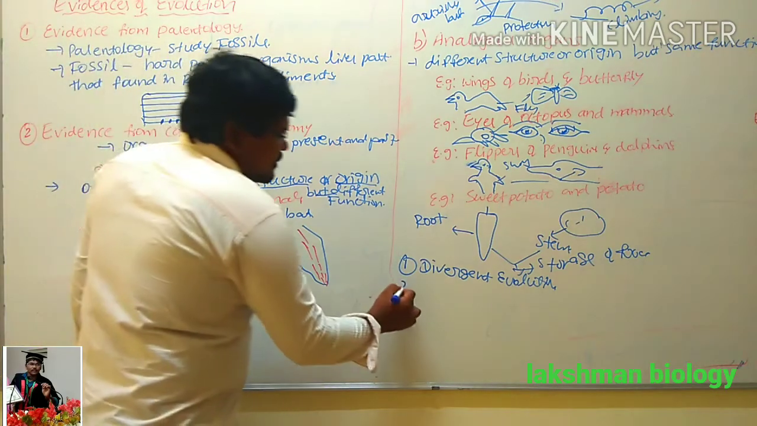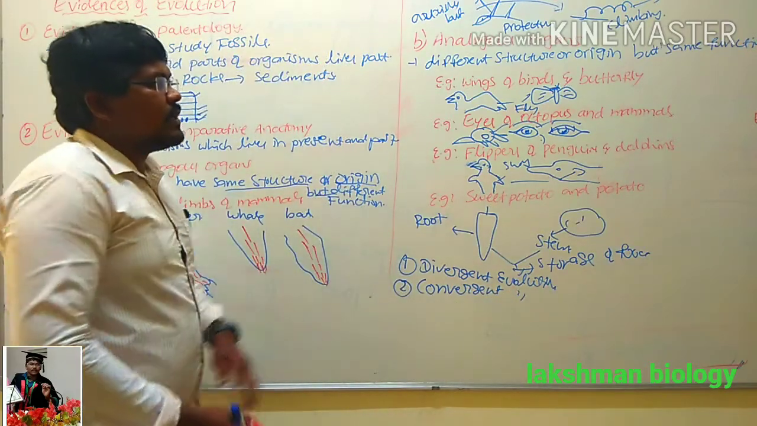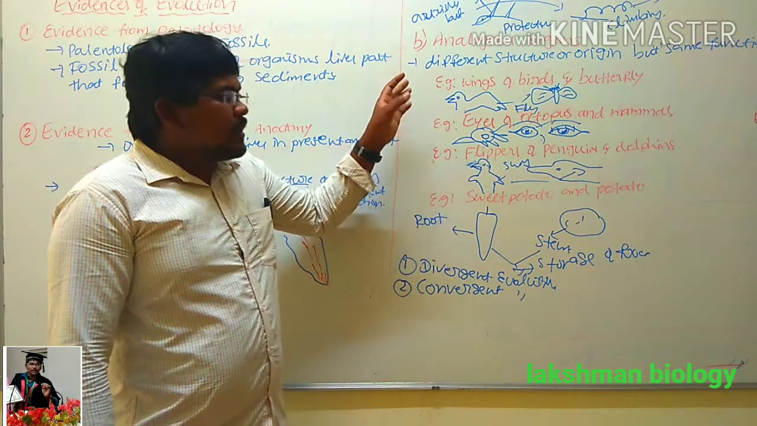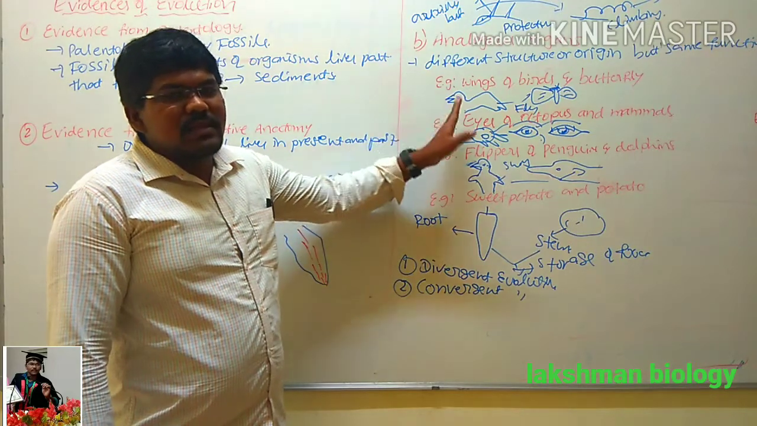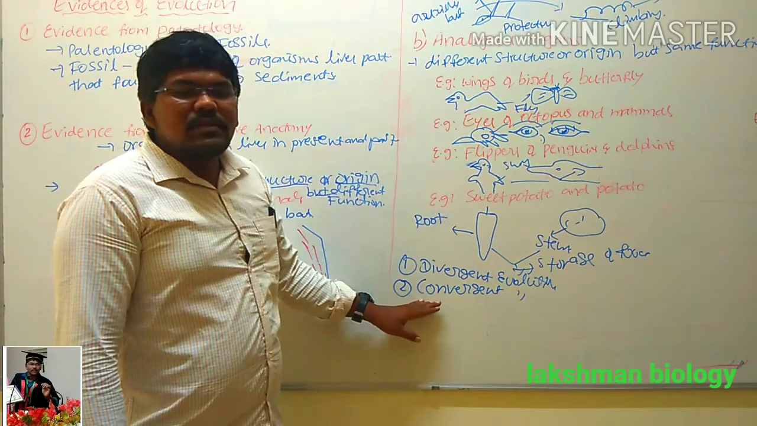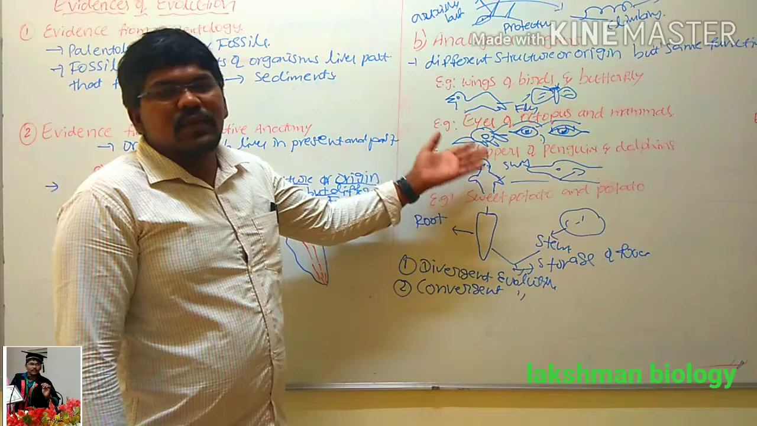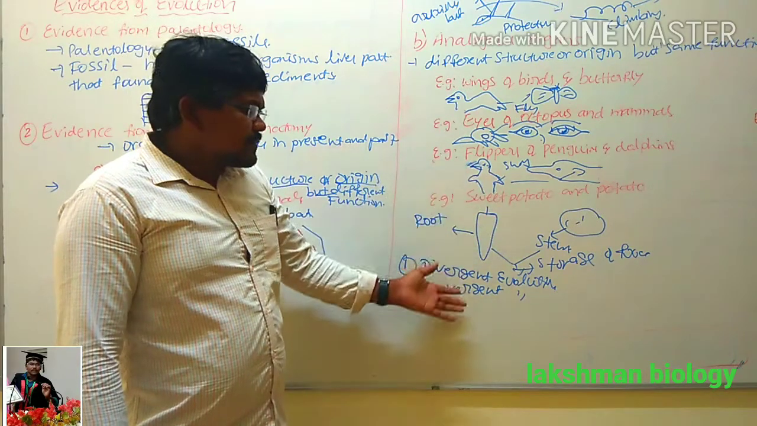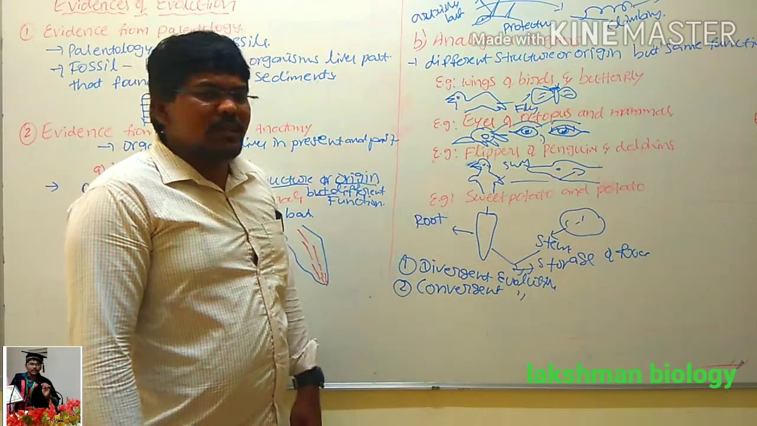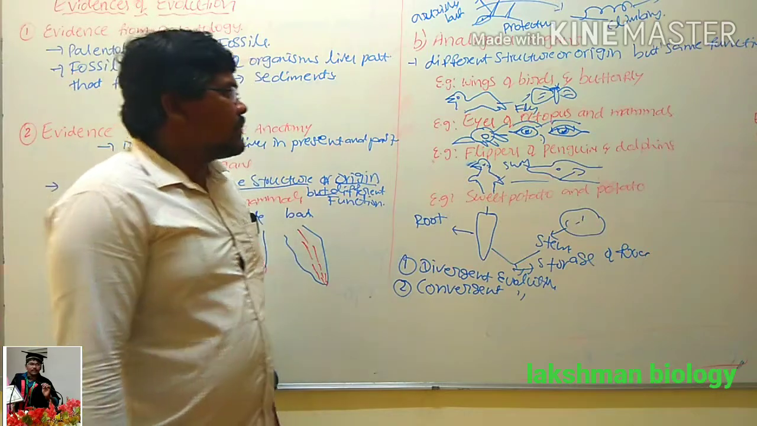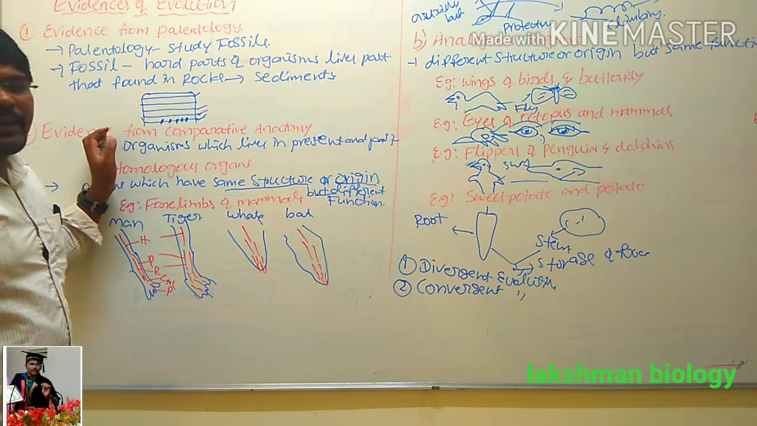Next, the second one is convergent evolution. Analogous organs are the result of convergent evolution. Why? Because analogous organs have different structure or origin but the same function. Convergent evolution means different structures are evolved for the same function. That is about divergent evolution and convergent evolution, under the evidence from comparative anatomy.